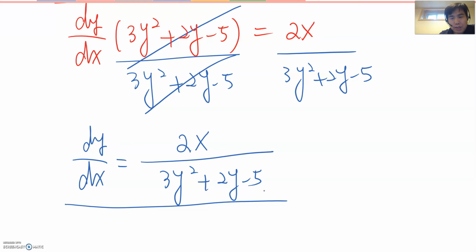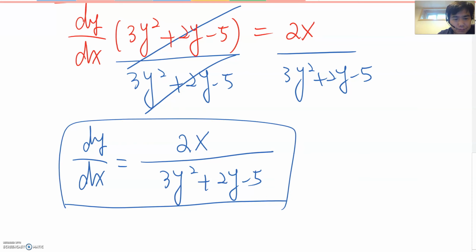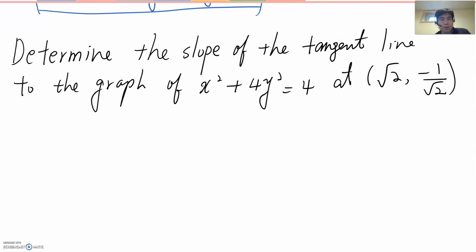Okay. So like this, because it is not a function form, in this case we have both x and y together. Okay? So let's continue with one more example.